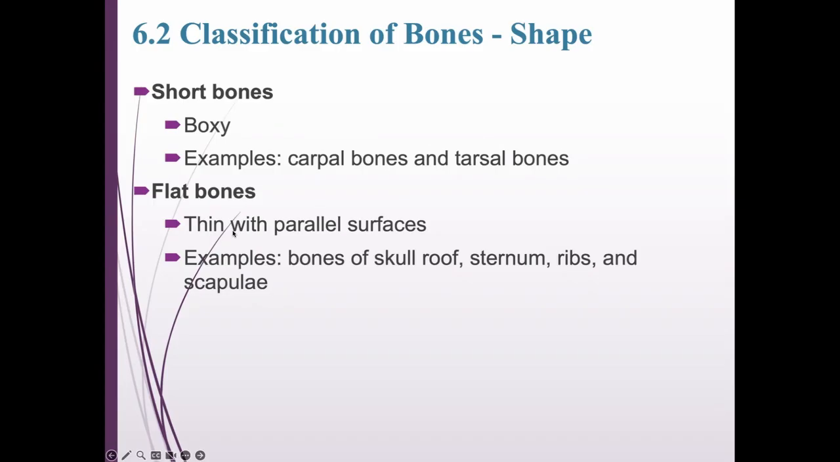Flat bones are going to be thin with parallel surfaces. I already gave you an example before of the bones of the skull: the parietal bone, your occipital bone, your frontal bone, temporal bone. Those are really good examples, but that's not the only examples. You have bones on the skull roof, and also your sternum, your ribs, your scapula. Those are going to be examples of flat bones.